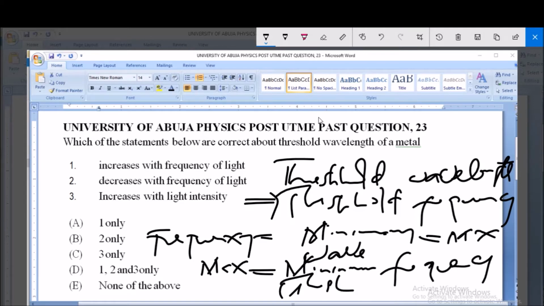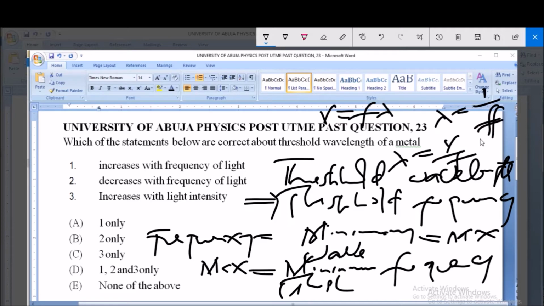Now, from the equation of a wave, we have that V equals F lambda. Meaning that lambda becomes V over F. Meaning, if you want to do it in terms of proportionality, lambda becomes 1 over F. Now, 1 over F, meaning that the wavelength is inversely proportional to the frequency, meaning that when the frequency increases, the wavelength will reduce. Now, if the frequency is reducing, the wavelength will increase.